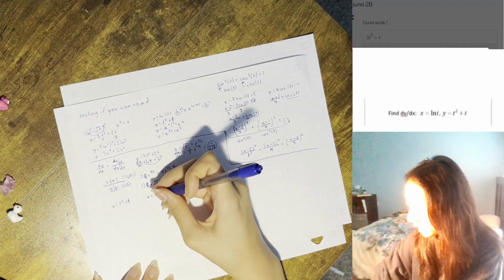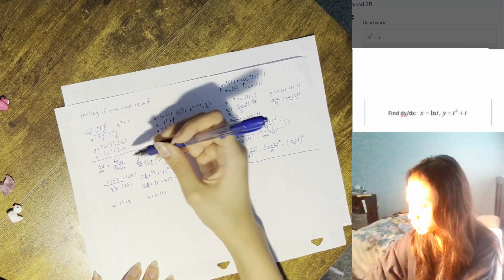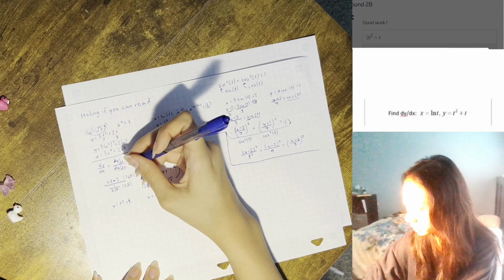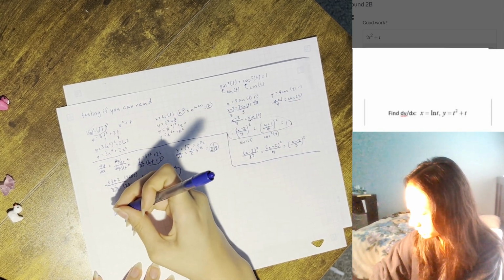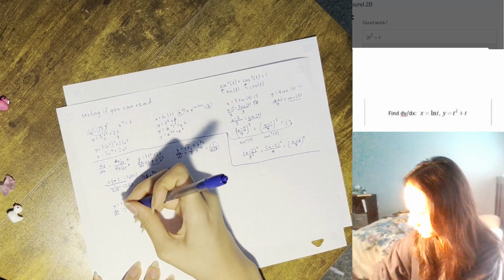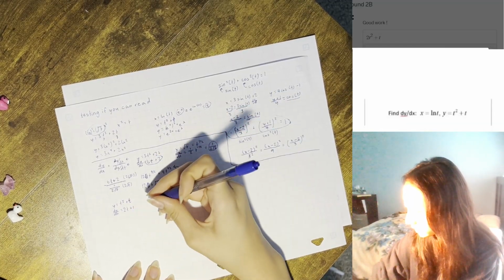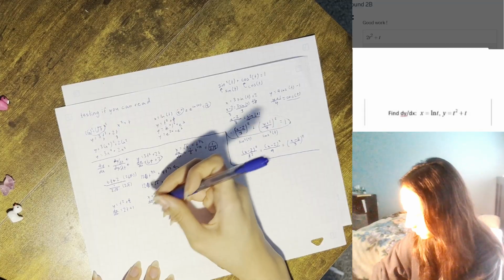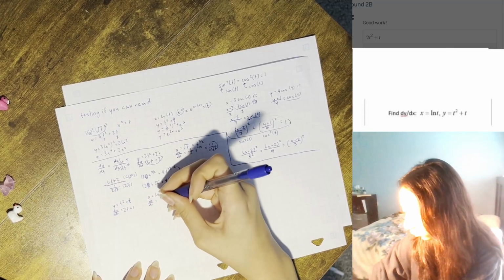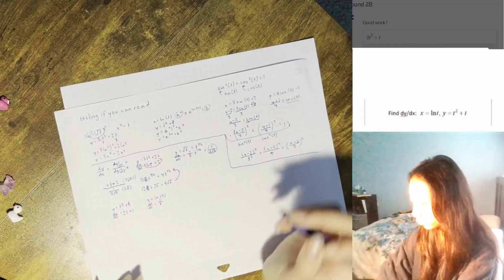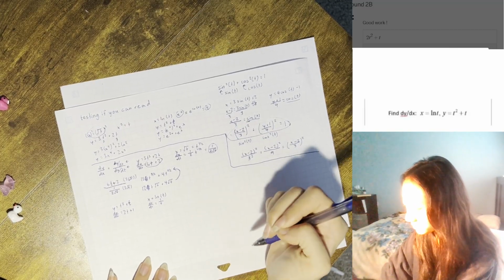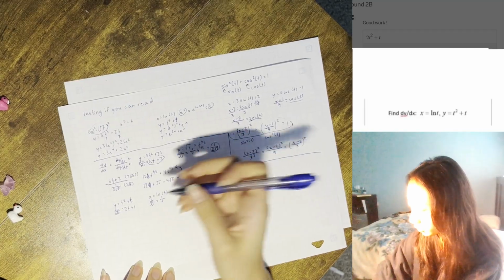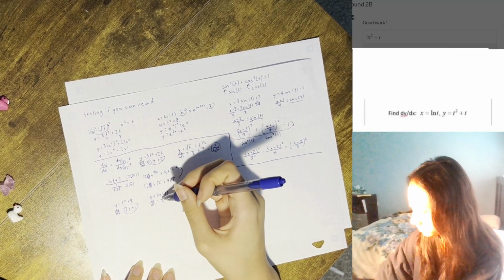X is equal to ln of t, and we're just going to do the super simple thing of, again, deriving both of those. So dy over dt, we're going to take a super quick derivative and get 2t plus 1. Here we're going to take a super quick derivative, and we're going to get 1 over t, because we know how log derivatives work. Yay!